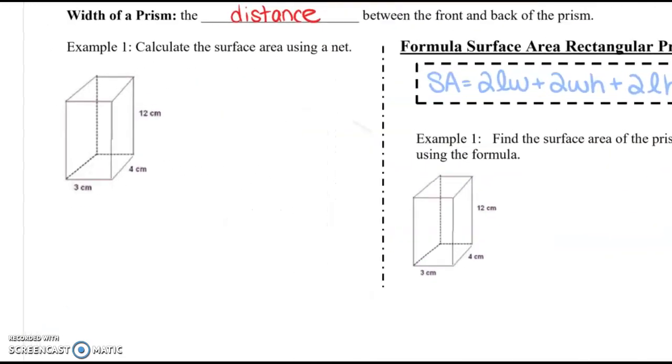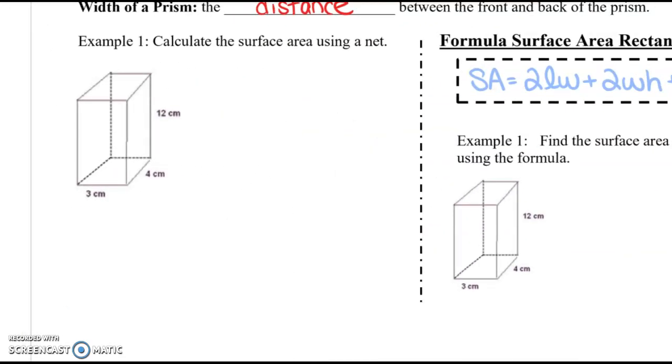All right, so using a net. What you're going to be doing is taking all the different faces and finding the area of all the different faces. So let's start with the bottom face. The bottom face is a rectangle, and this rectangle is the same at the top and the bottom. So when I'm finding the area, I'm actually finding the area of both of those figures. And it's a 3 by 4 rectangle.